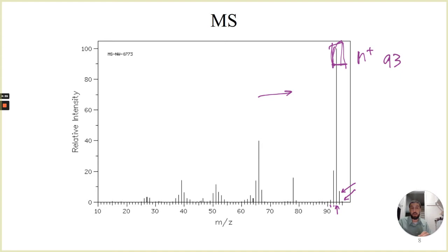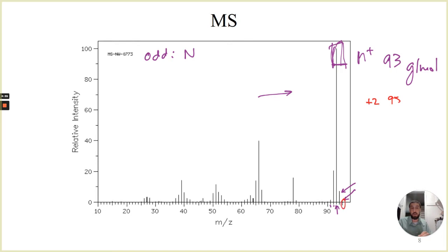I know the molecular weight of my compound is 93 grams per mole. Because that is an odd molecular weight, I know nitrogen is present. The next part, if I really wanted to dig into this, actually, before I do that, I'll take a look at the 93 and I'll look for a +2. So 93 plus 2 would be 95.